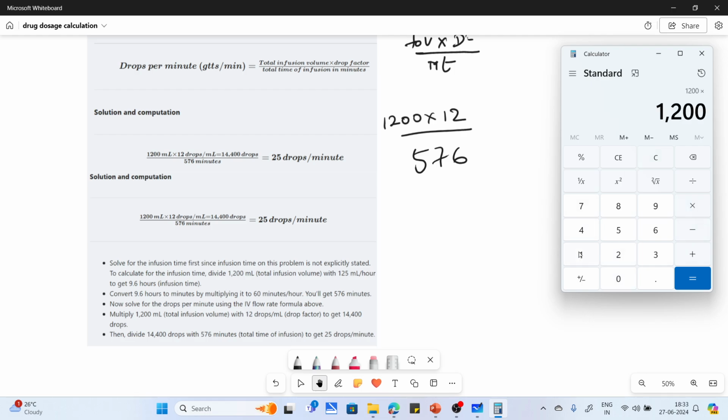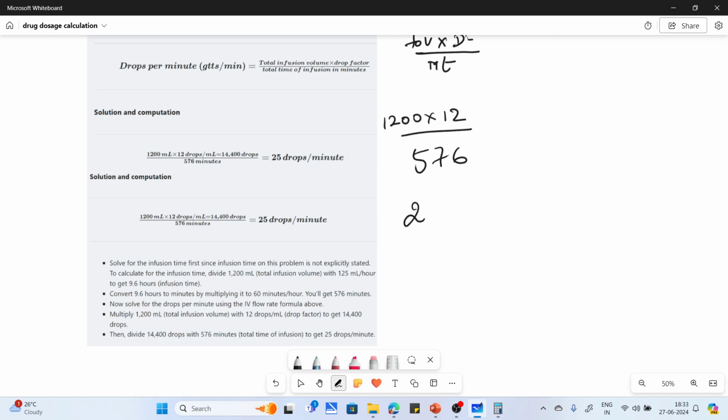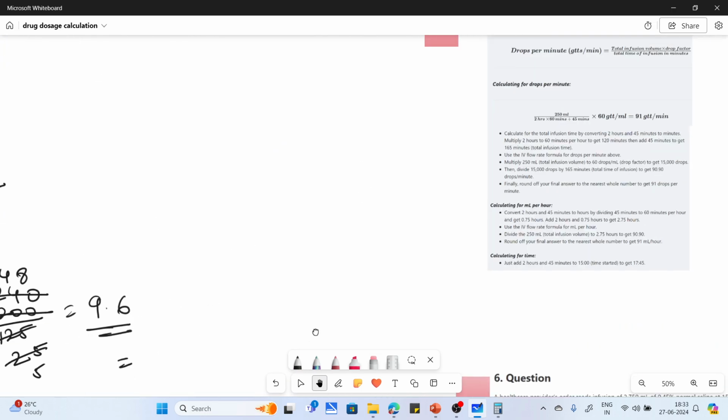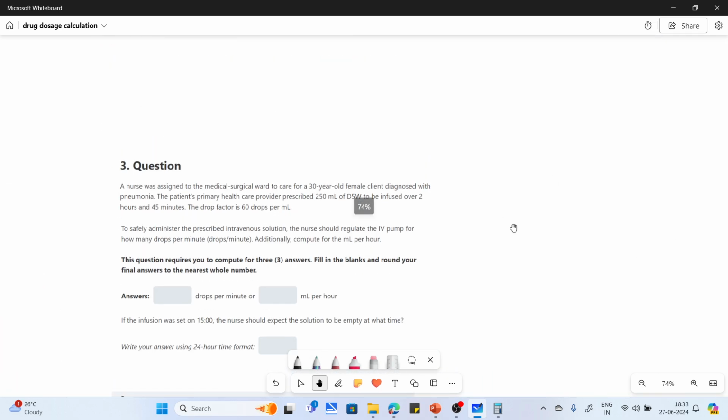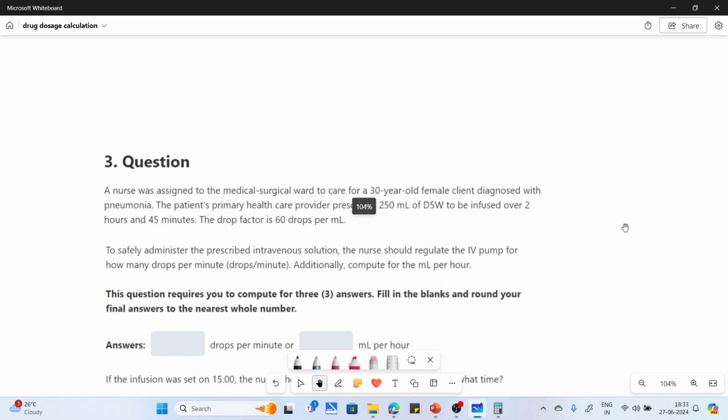1200 into 12 is equal to 14,400, which can be divided by 576. We are going to get a value of 25 drops per minute. So this is the answer. Okay. So this is about the second question. Next, the third question. I'll finish it off.